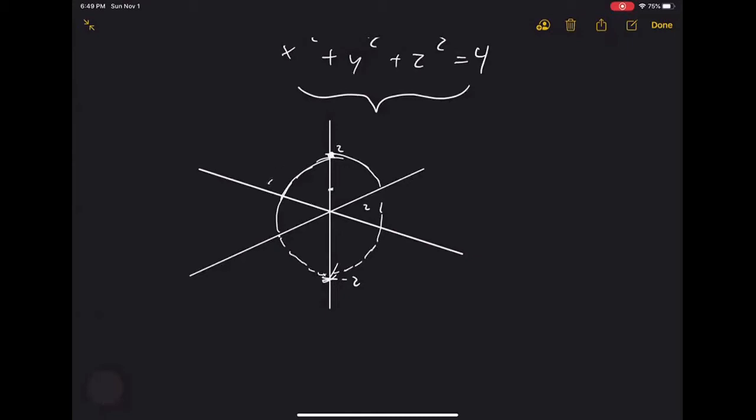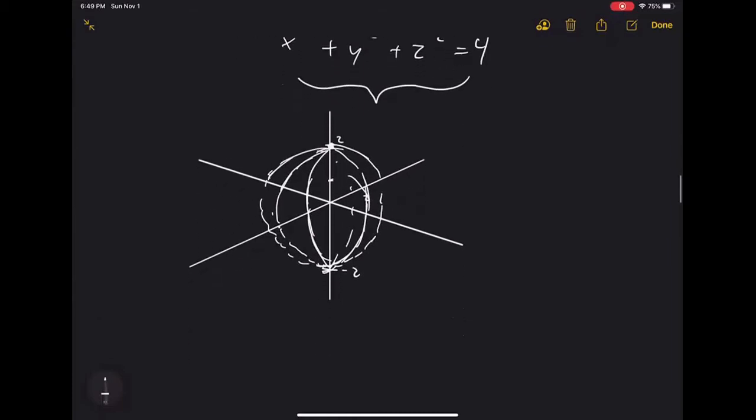I'm not going to be much better at drawing the sphere. I apologize. Imagine I've drawn just a beautiful, beautiful sphere. That's not bad. Okay.